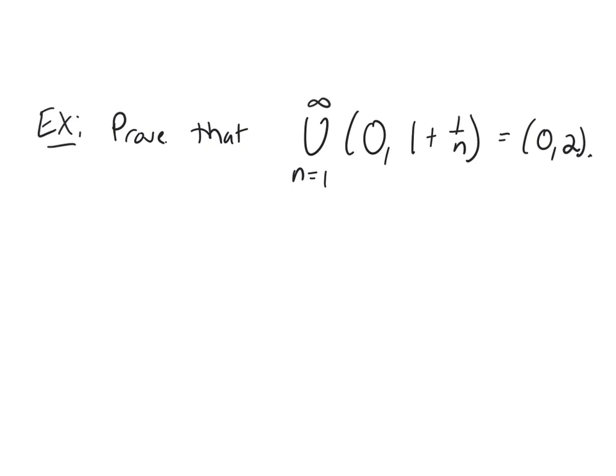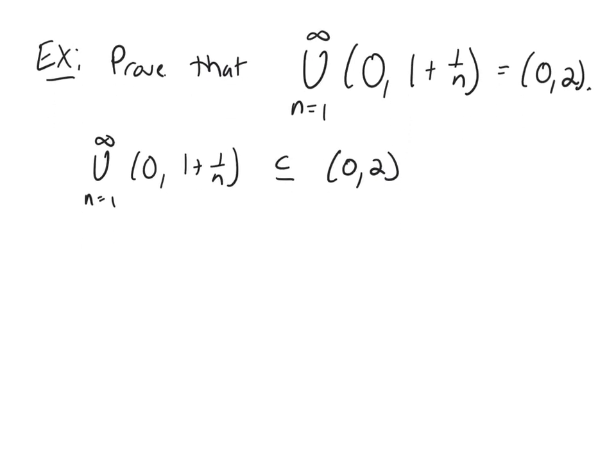So remember, to show two sets are equal, we have to show that both sets are a subset of the other. Right? So let's start. We're going to do the first part of our proof. We're going to show that the union is contained in the set [0, 2].